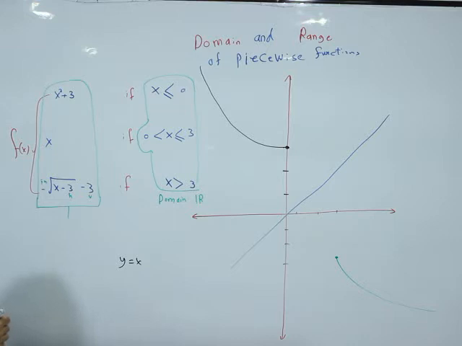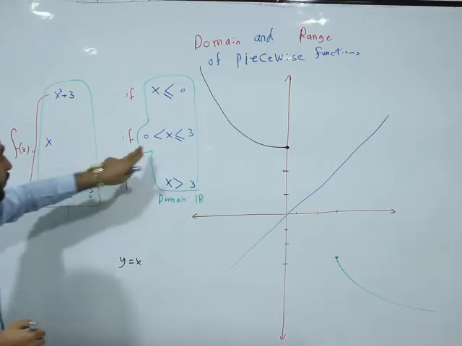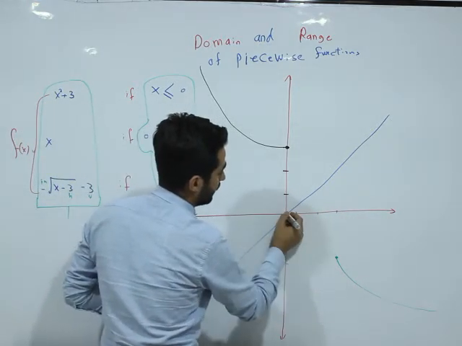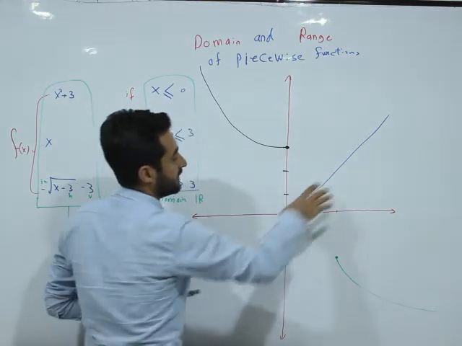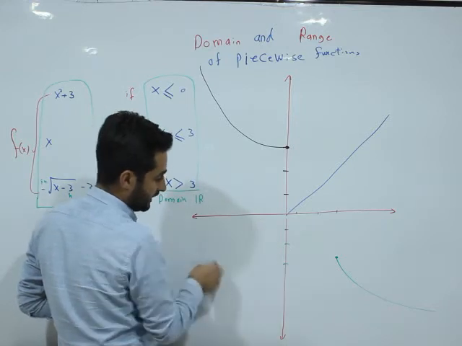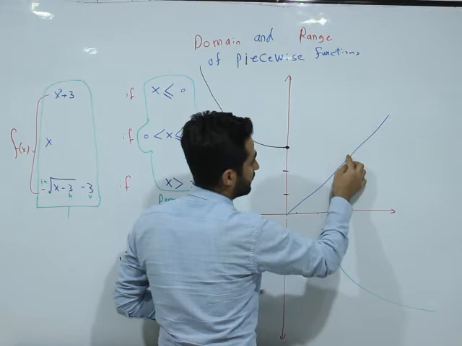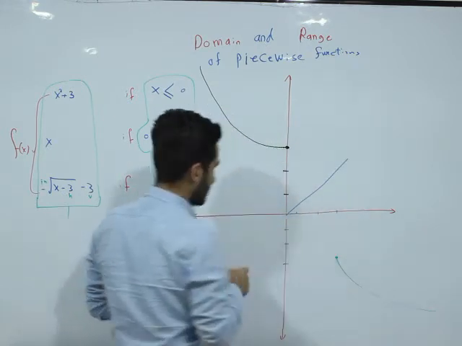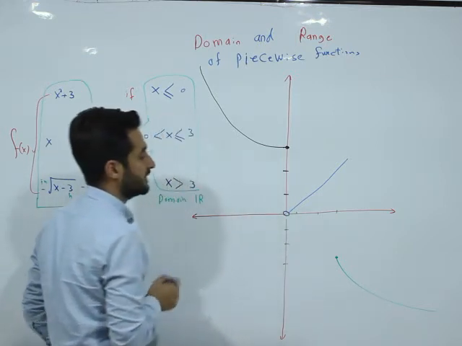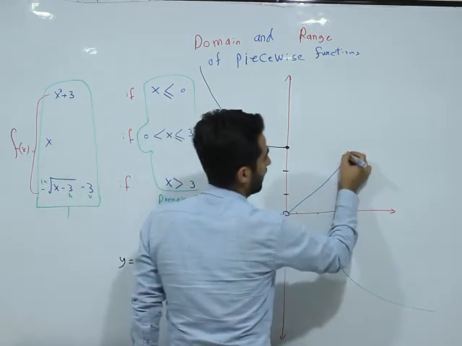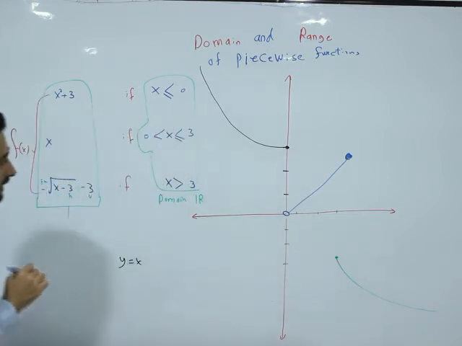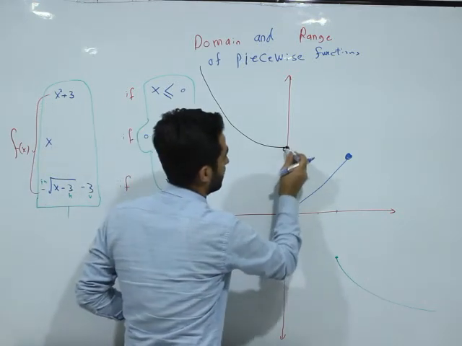The next one is y is equal to x, where x is between 0 and 3. So from here till here, we can have this graph, but from 0 to negative infinity, we have to clean it, and from 3 to positive infinity, we have to clean this also. Now 0 is not included, so it will be an empty circle, and 3 is included, so we have 3 here. They must be at the same level. Let's say this is 3 here.